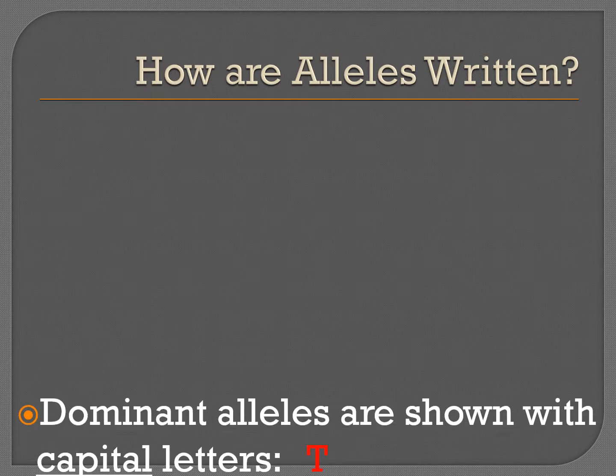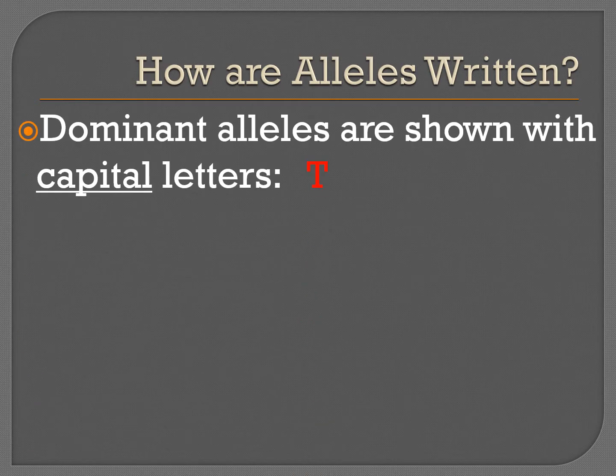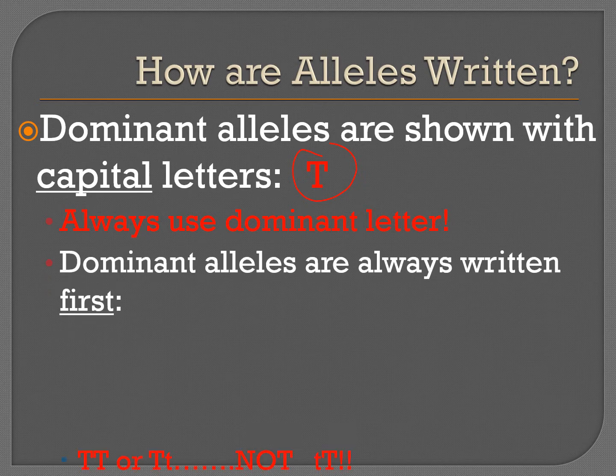All right, so how are alleles written? Dominant alleles are big letters. Remember, they always try to win. They try to be the boss. So you always use the dominant letter first. Dominant alleles are always written first. So big T, or big T, little t. Some people write it this way, but that's not how you're supposed to write it. Correctly is this. So if I ever say, hey, what's dominant? Write dominant.